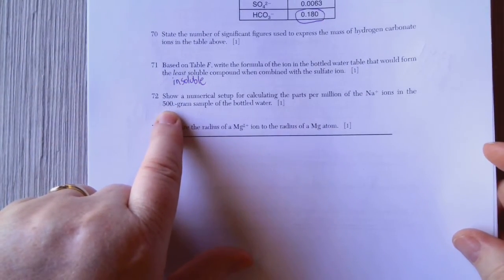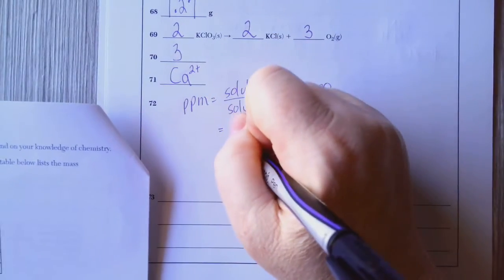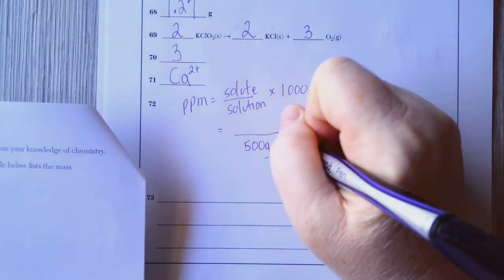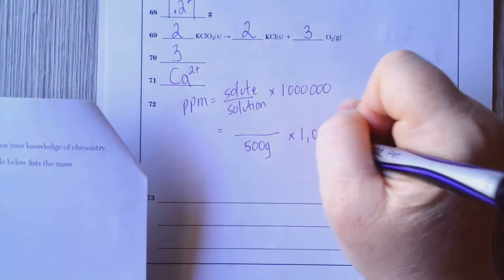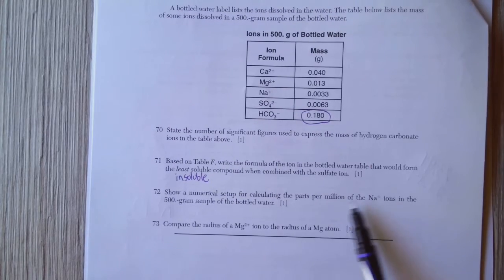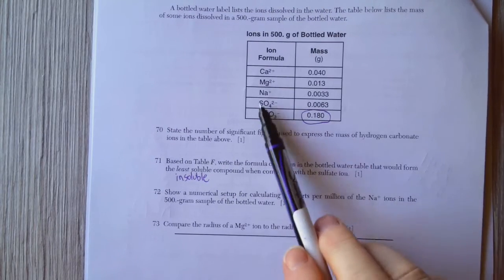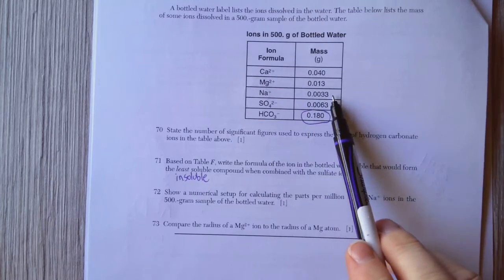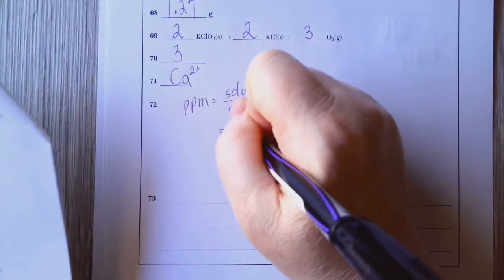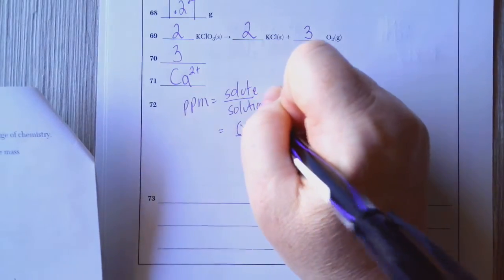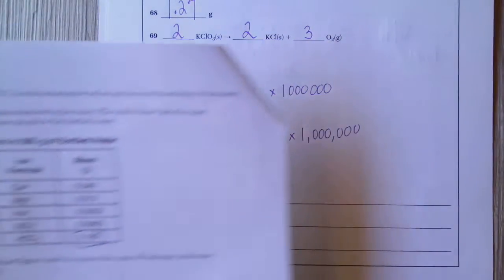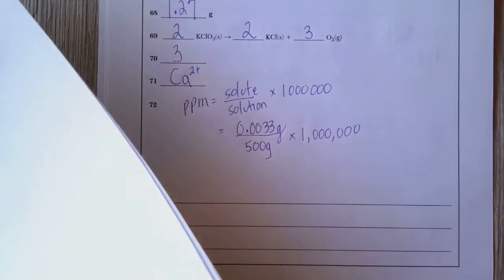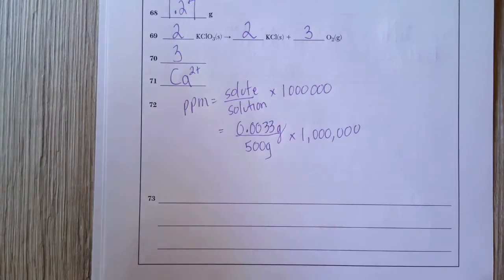It says the 500 gram sample of the bottled water. Well, that is going to be the solution. So 500 grams. Now I don't have to put the grams, okay, because I just need the numbers. But now I need the Na+ ions, and that is up here, 0.0033 grams. And that's it. Done. That's the numerical setup. I do not have to continue. I'm finished.